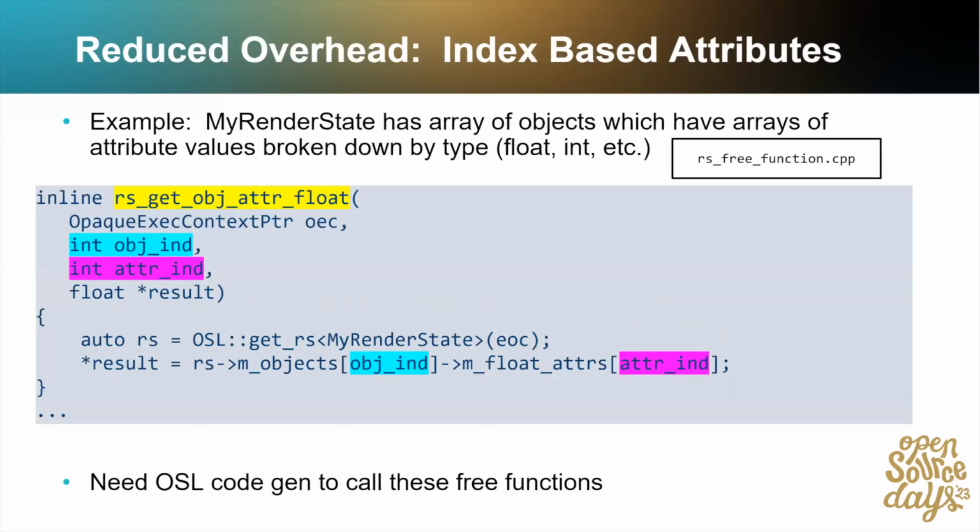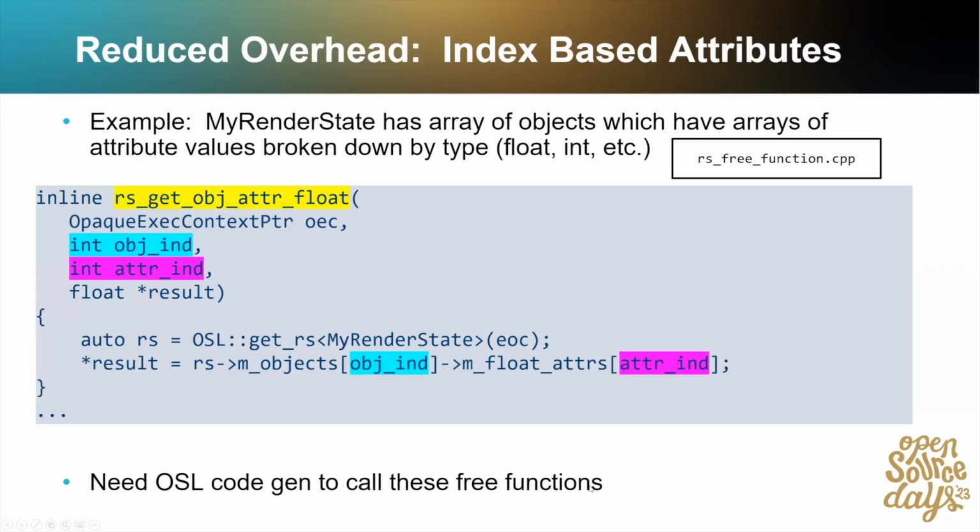So how would this actually look in use? Let's say a renderer actually wanted to do index-based lookup of attributes. So perhaps the render state has an array of objects, which have an array of attribute values broken down by type. They might want to have a getter function that looks like this. It just takes the execution context and then an integer for the object index and an integer for the attribute index, and then we'll supply the result. So it just drills down to its render state, accesses its array of objects, and then accesses that array of floats to get the result out.